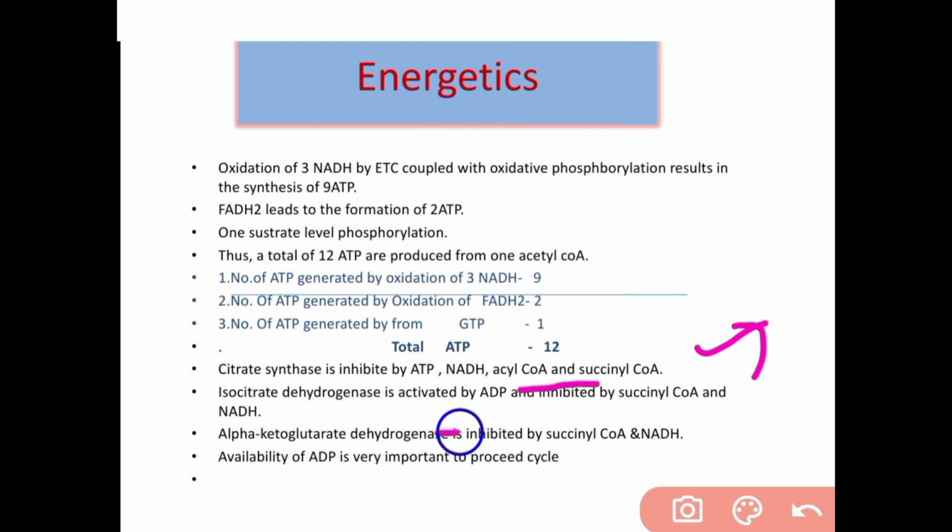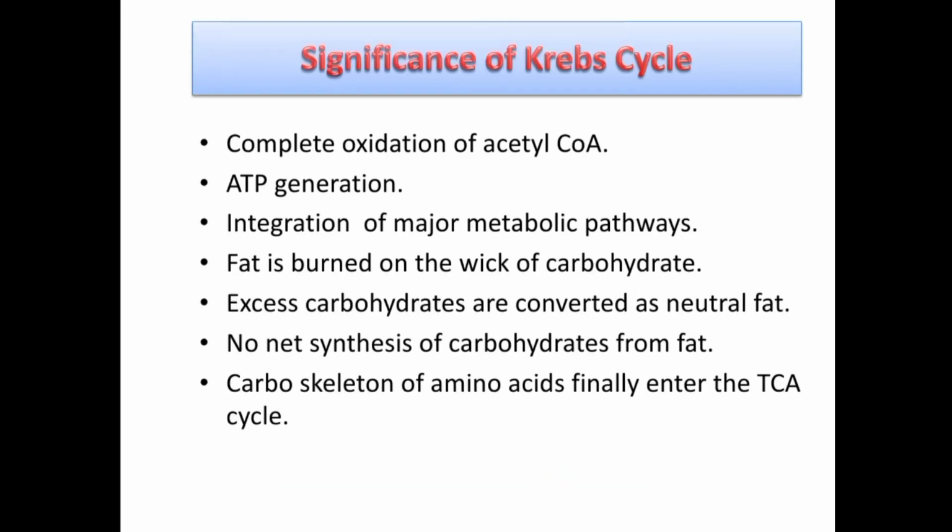Citrate synthase is inhibited by ATP, NADH, acetyl CoA and succinyl CoA. Isocitrate dehydrogenase is activated by ADP and inhibited by succinyl CoA and NADH. Alpha ketoglutarate dehydrogenase is inhibited by succinyl CoA and NADH. Availability of ADP is very important to proceed the cycle.